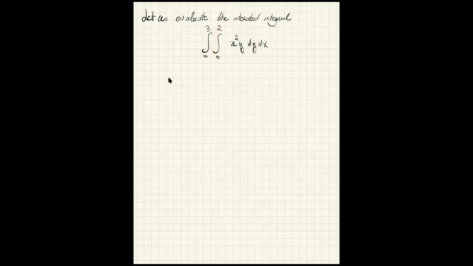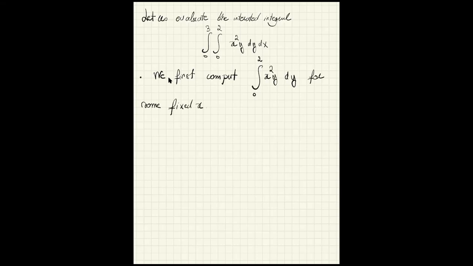So that's the two-step process. The two-step process is, we first compute the integral from 0 to 2 of this thing here. But remember, we are fixing x. So this is a one-dimensional integral, right? For some fixed x. Okay, for some fixed x.